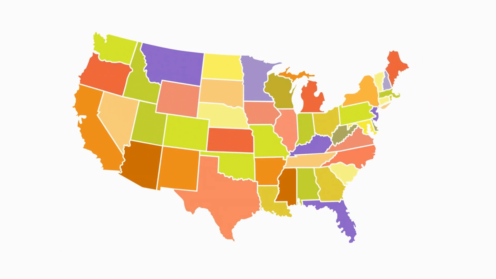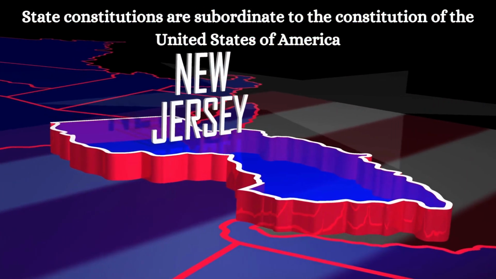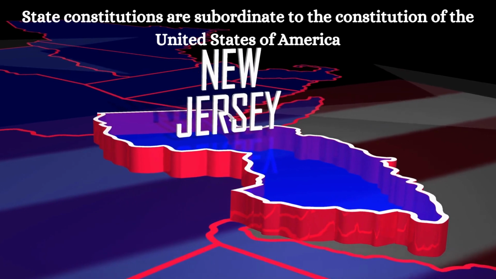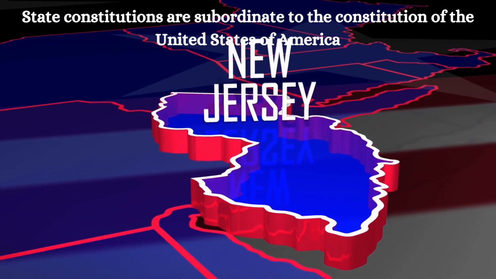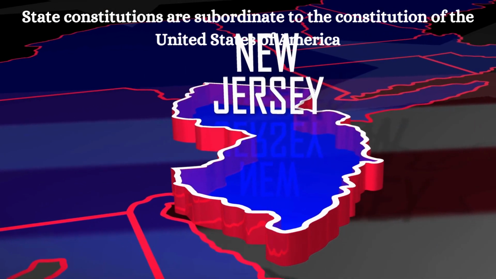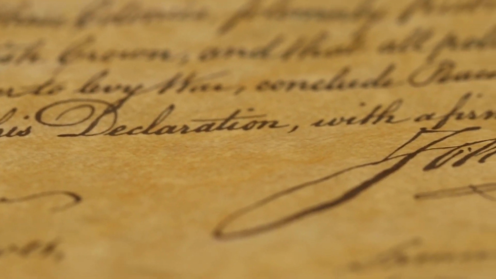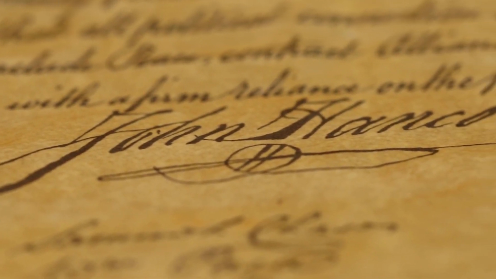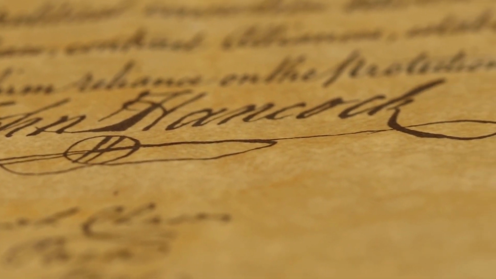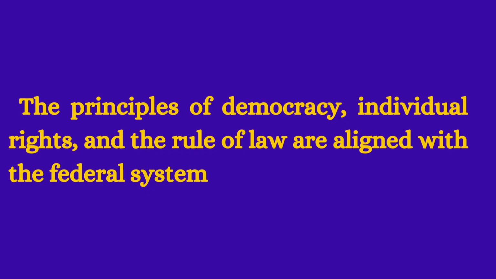However, it is imperative to mention here that the state constitutions are subordinate to the United States Constitution. The Constitution of the United States is the supreme law of the land, and the state constitutions and laws must be aligned to it and cannot violate the rights and protections guaranteed under the federal constitution. It's also important to mention here that even though the constitutions of states might differ in terms of content, the principles of democracy, individual rights, and the rule of law are aligned with the federal system.